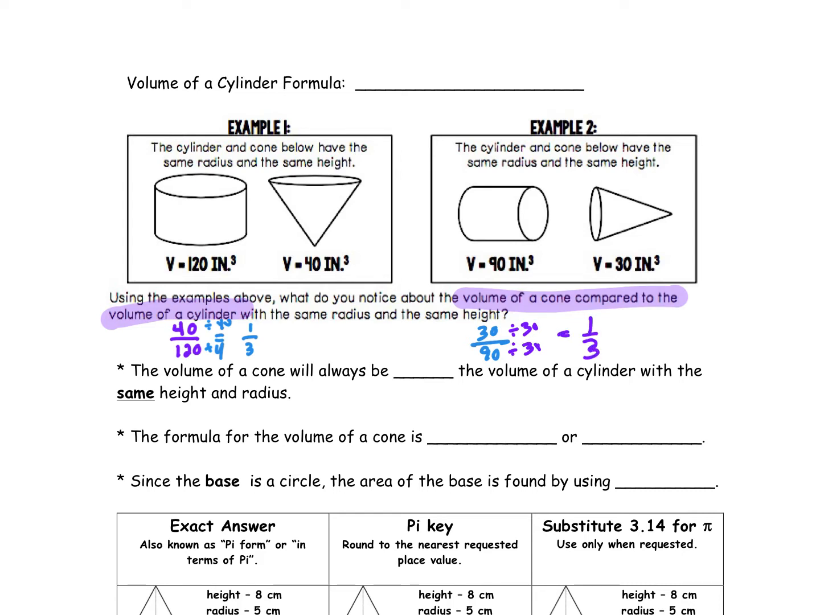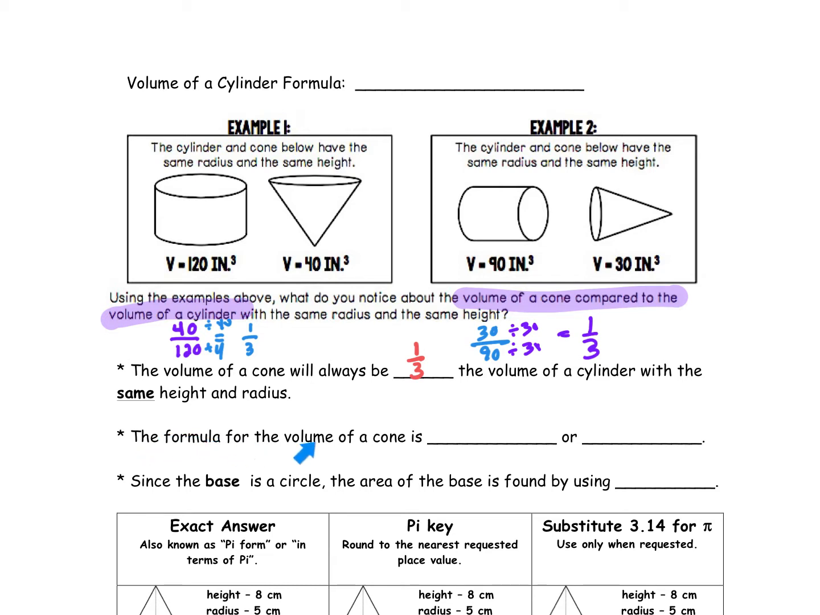So it looks like the volume of both of those cones with the cylinder that has the same height and the same radius is 1/3. So the volume of a cone will always be 1/3 the volume of a cylinder with the same height and radius. So that's important. So 1/3 as long as the height and the radius are the same.